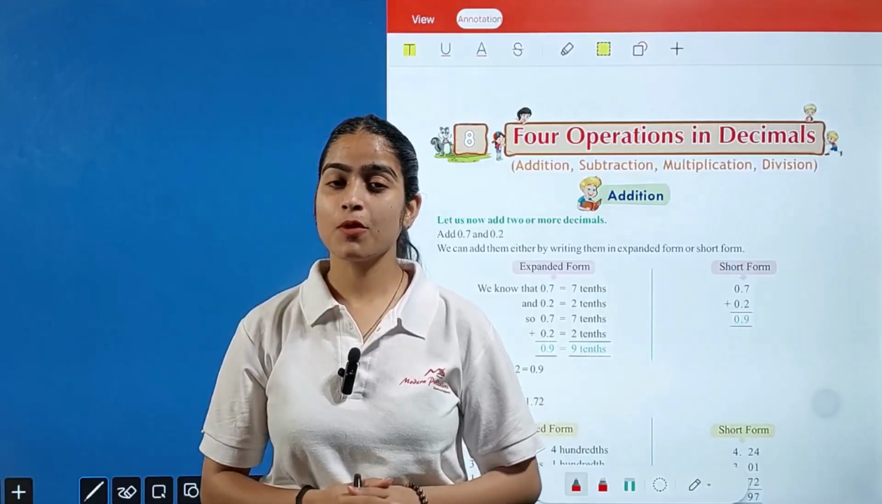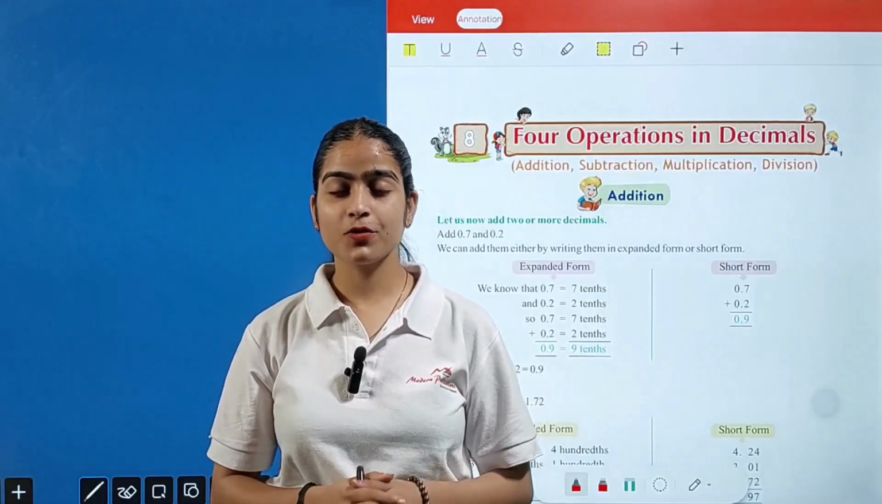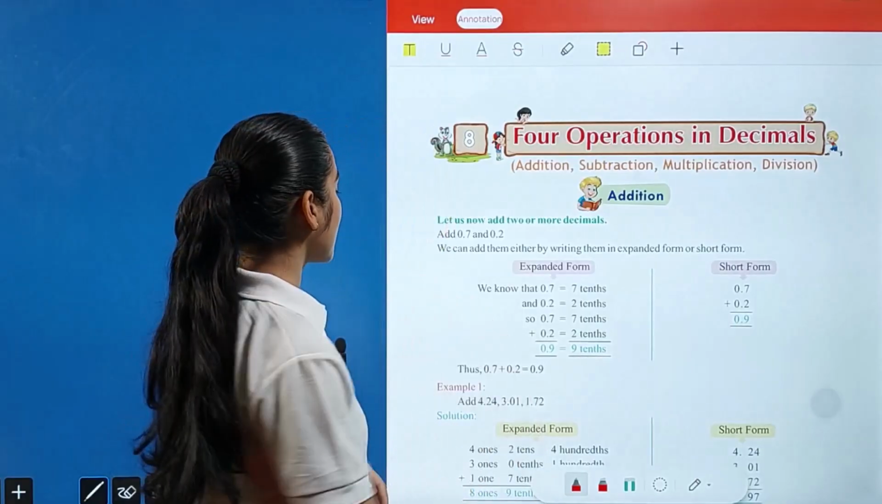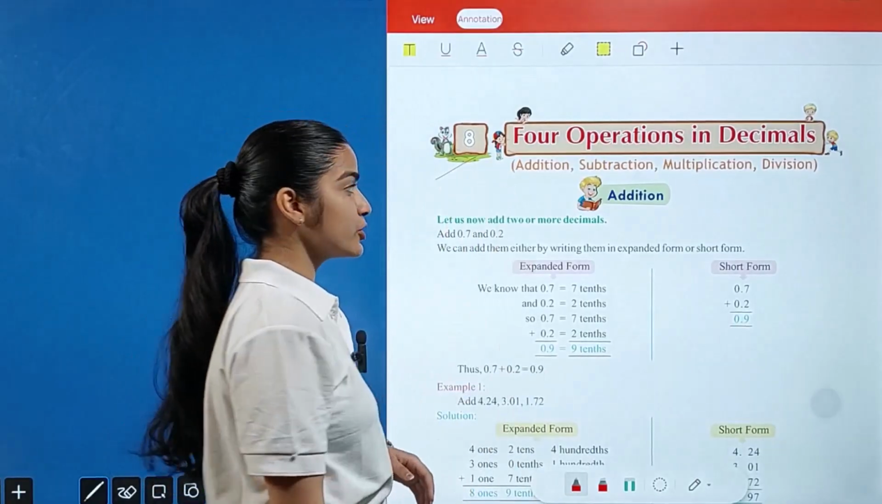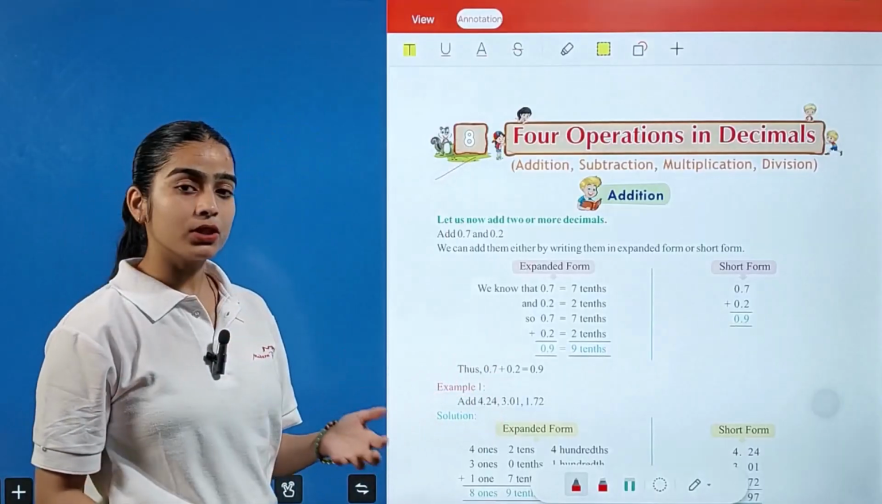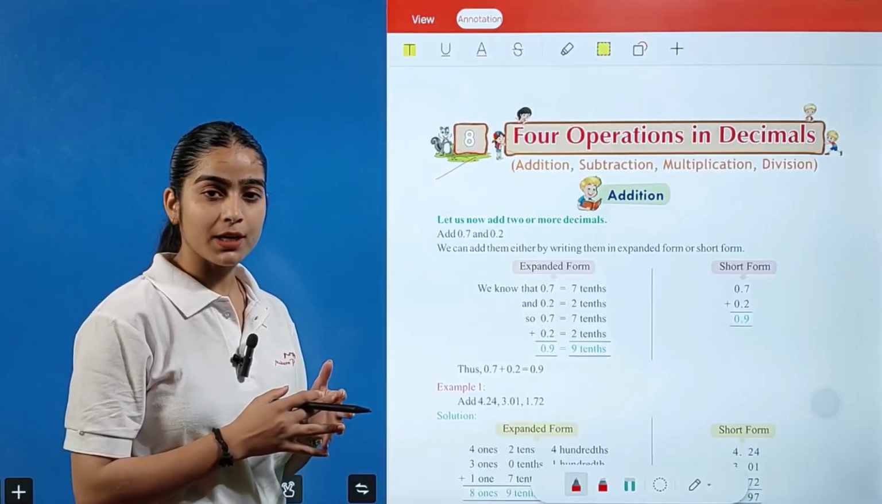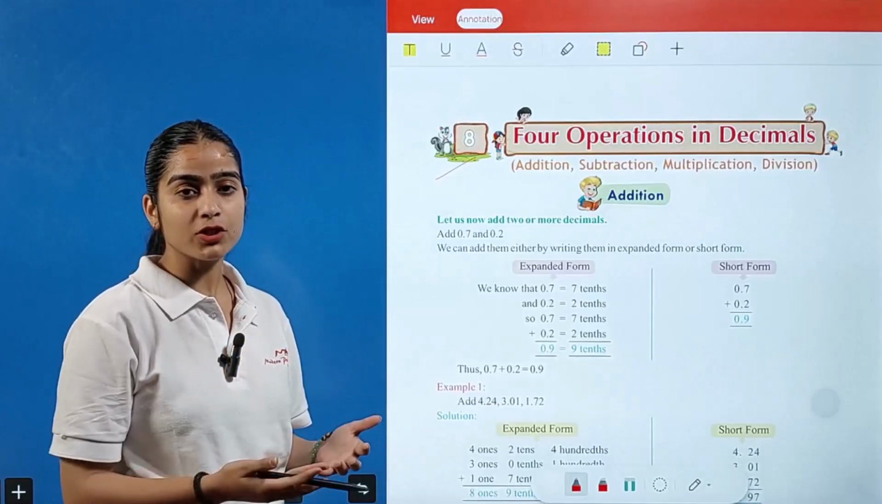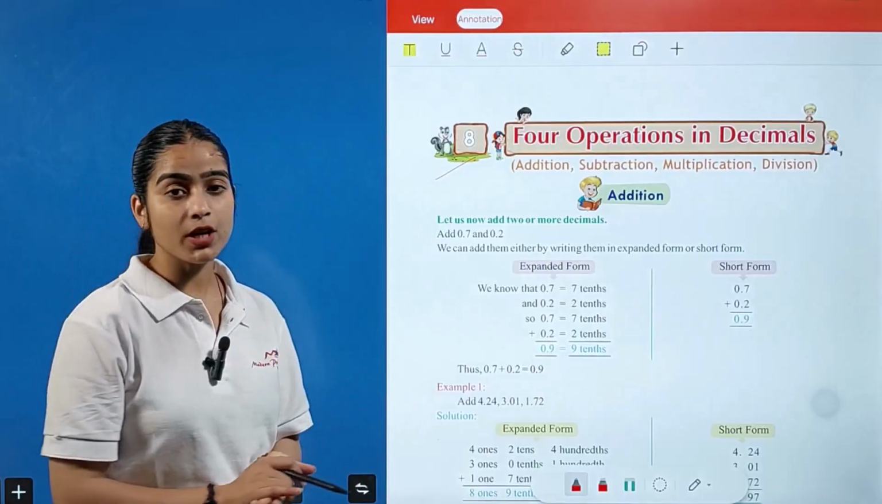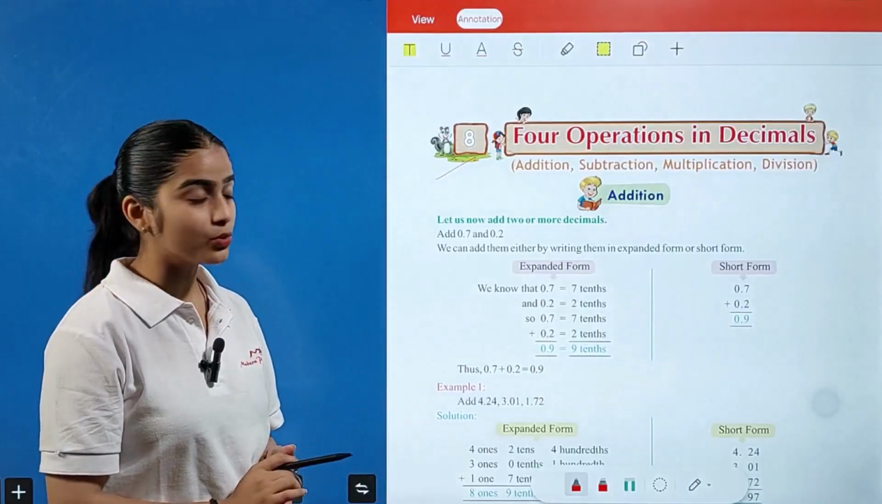So students, I'm your mathematics educator again here with a new chapter and a new concept. Today we are going to learn about chapter number 8, which is four operations in decimals. In our previous chapter, we already learned about decimals, and how we can convert different types of decimals, for example a fraction converted into a decimal. Now we are going to operate the four operations on decimals.